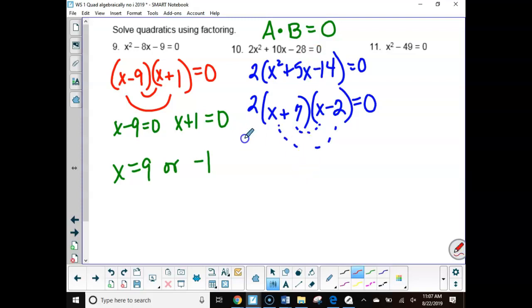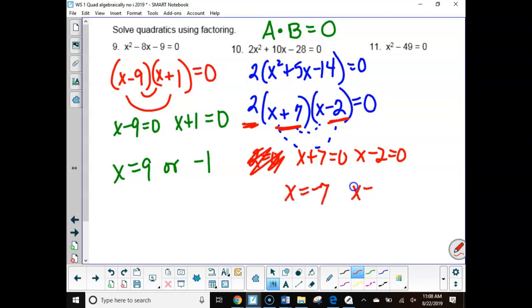Okay, what happens with this 2 out front? There are 3 things here that multiply to make 0. Okay, so this could be true, this could be true, or this could be true. On a good day, does 2 equal 0? Not so much. So this is not a solution. It just disappears. We could have divided everything through by 2 and thrown it away in the beginning. So we get x equals negative 7 or x equals 2.